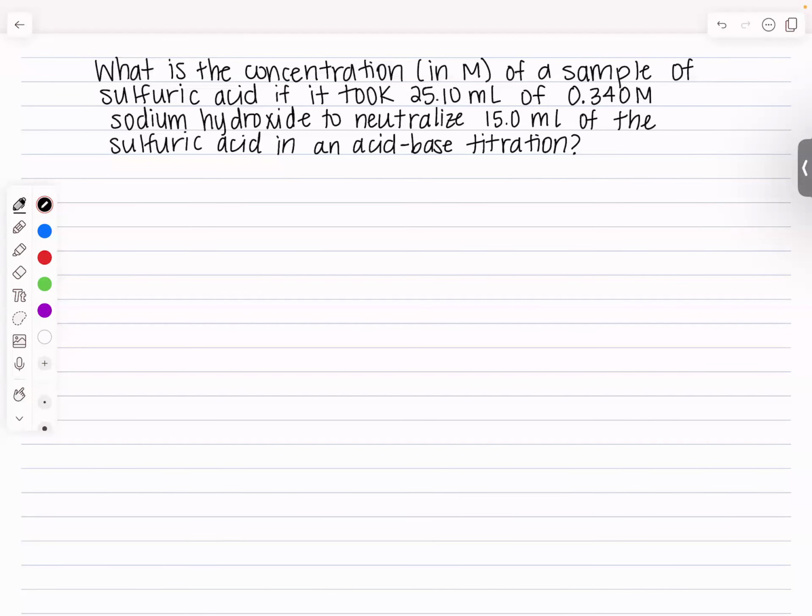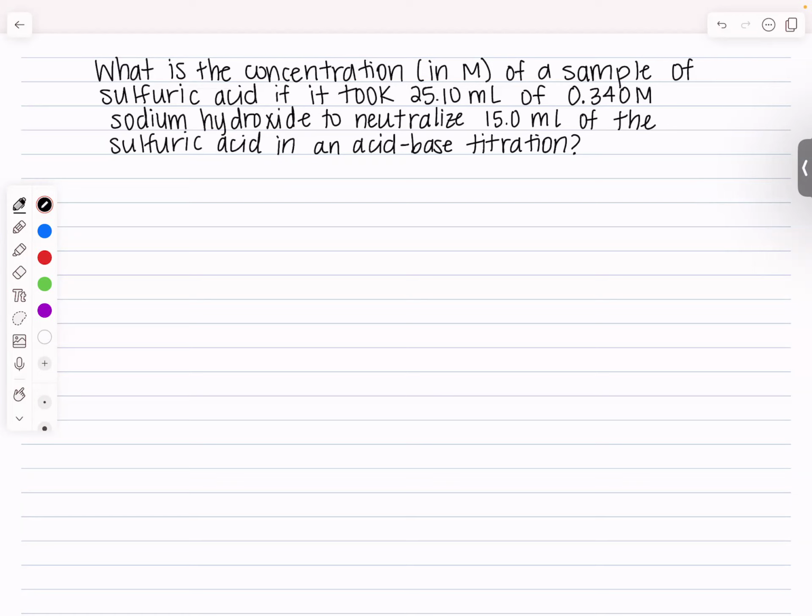Hi, so we're going to take a look at this titration practice problem. Go ahead and pause, read the problem, and try to get it started on your own. Okay, hopefully you tried to work it out on your own. If you're back, you maybe want to see what the correct answer is, or you want to check your work.